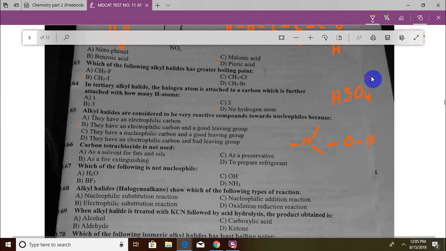And the poor leaving groups are the OH, the NH2, and they've given another. I guess it's a good idea to put the lone pairs over here to emphasize their existence. And another option can be OR, and R is basically usually an alkyl portion. So this is a good leaving group along with Cl minus, Br minus, I minus. These are bad leaving groups.